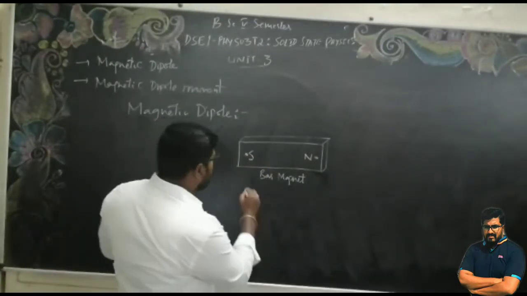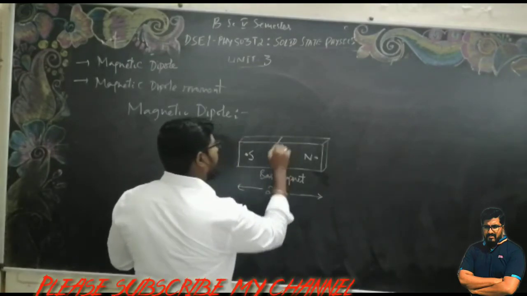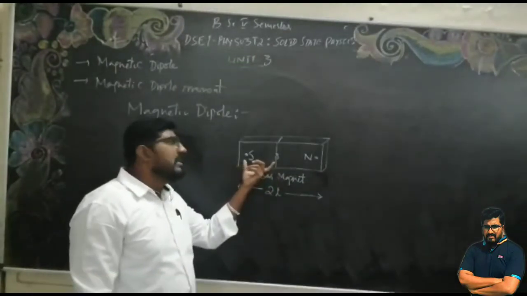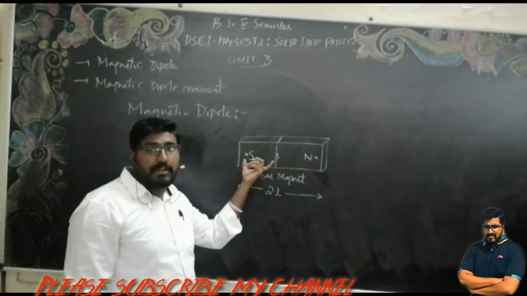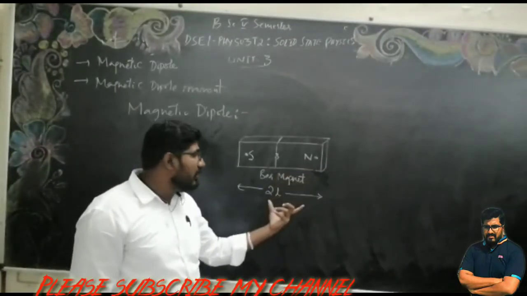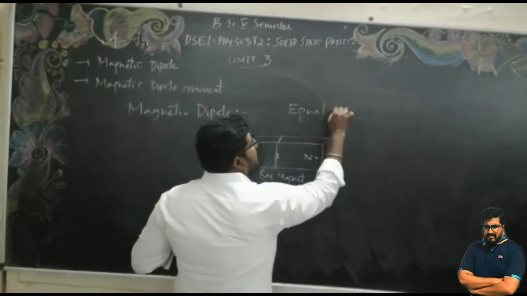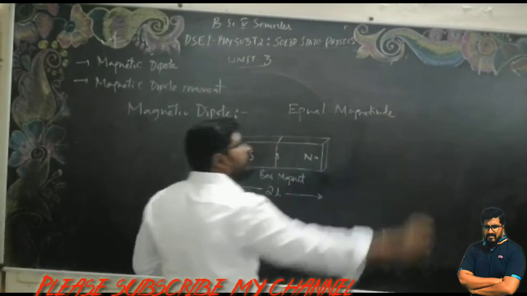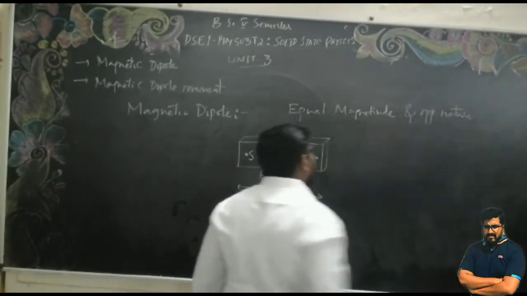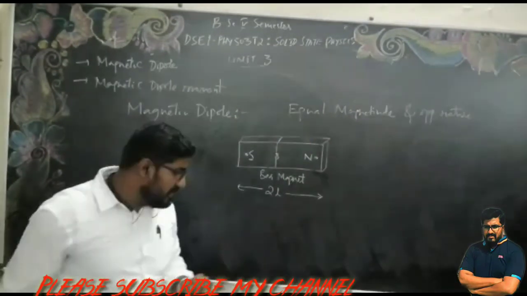These two poles are separated by a distance of 2L. Why do I say 2L? Because this is our origin, that means the center of the magnet. The distance from the end of the south pole to the center of the bar magnet is L. Along with this, from the origin to the north pole is another L. Therefore, the distance between the two poles is 2L. That means the magnetic dipole has poles of equivalent magnitude and opposite nature, that means the magnitude of the magnetic field strength is the same.